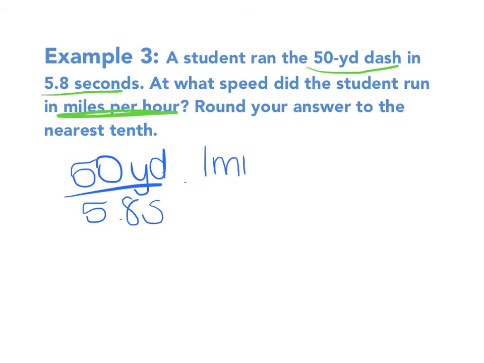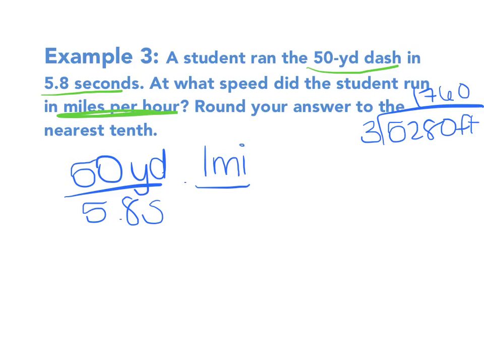So 1 mile. I need to think of how many yards are in a mile. And by doing that, well, I know there are 5,280 feet in 1 mile. And if I divide that by 3, because there are 3 feet per yard, I get 1,760. So there are 1,760 yards per mile. So that takes care of converting my distance, but I also need to convert my time. And since seconds are on the bottom, I want to get per hour. I'm going to put 1 hour on the bottom because I want to get the seconds to the hour, just like I wanted to get yards to miles.